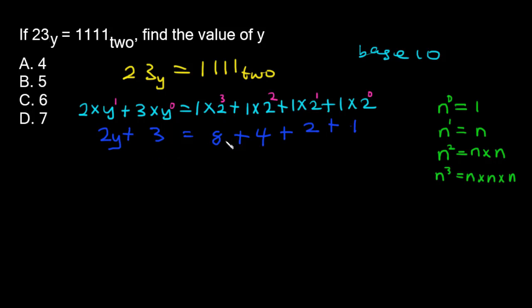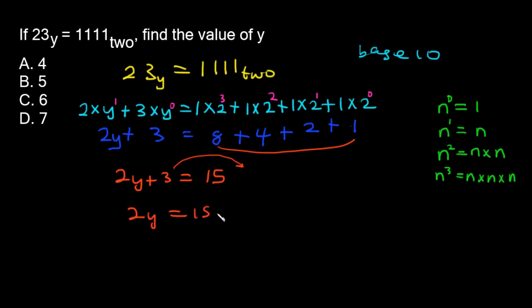Good. Alright. So for the right hand side, we add all these numbers together, and that gives us 15. Good. So now we have 15 on one side and 3 on the left hand side. We just carry that 3 and subtract it from the 15, and that gives us 2y equals 15 minus 3, which gives us 12.